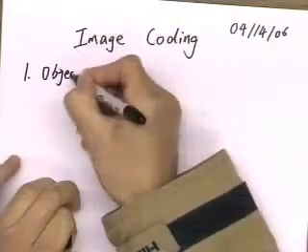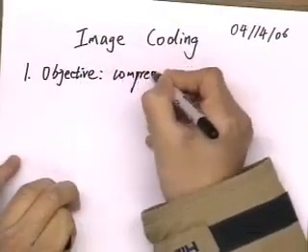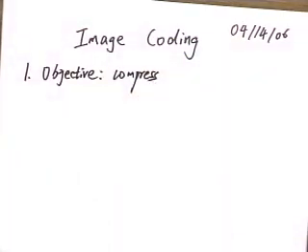The objective of image coding is that we try to compress an image. What we mean by compress is that we represent an image with as few bits as possible, but in the meantime we still preserve the required quality. So we do not lose much quality, but we reduce the bits to represent an image. And there are three main components of an image coding system.